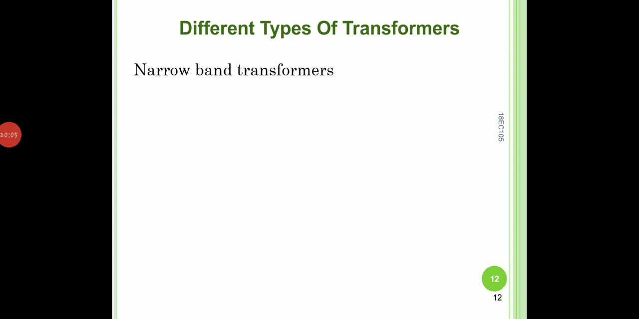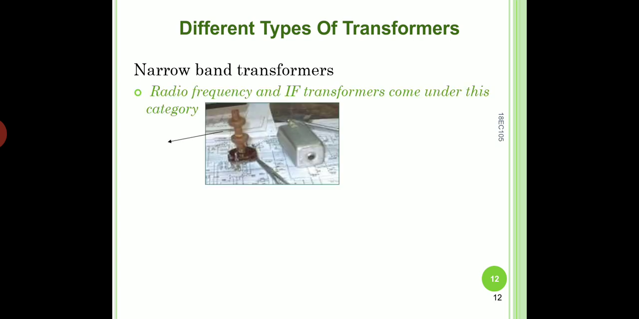Further, let us continue with the different types of transformers. We also have classifications based on the band of frequencies for which they work efficiently. Depending on the frequency band, I'm talking about the width of the channel or the frequencies, they are now classified as narrow band transformers and wide band transformers. In radio frequency and IF transformers, they come under this category of narrow band transformer.